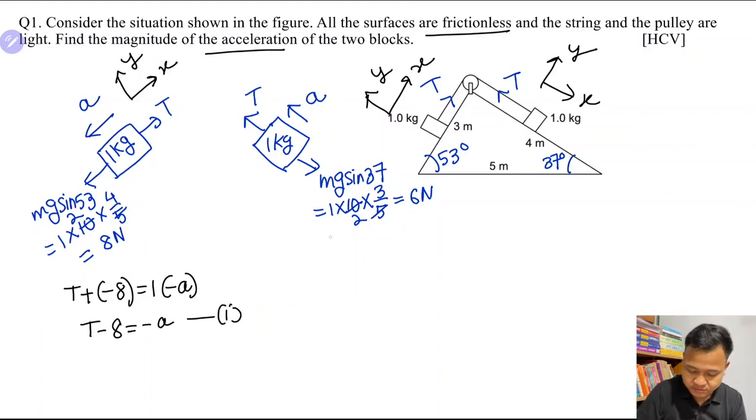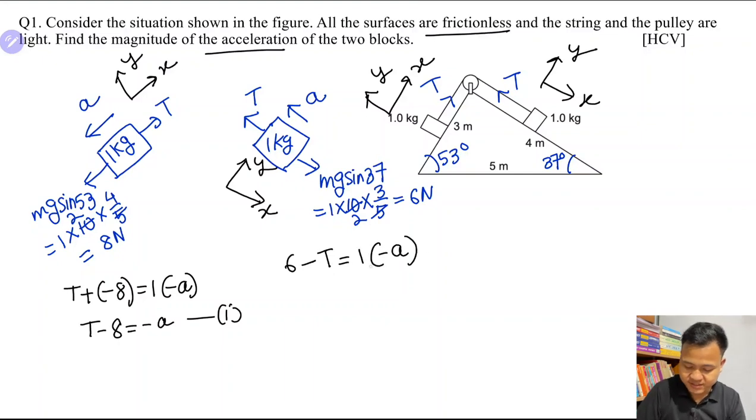For the other block the sign convention is like this: this is x, this is y, with plus x in one direction and minus x in the other. So 6 Newton minus T should be equal to 1 into minus a. That means I will have 6 minus T equals minus a. This is equation 2.